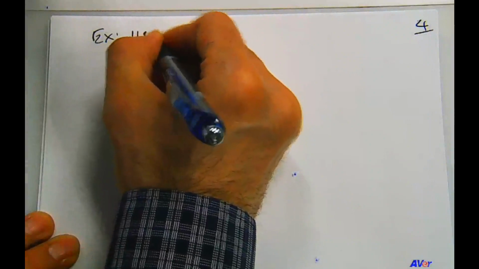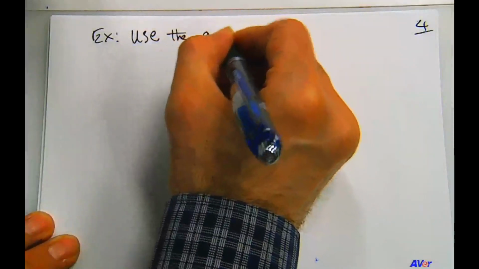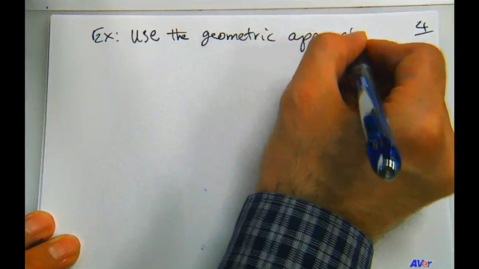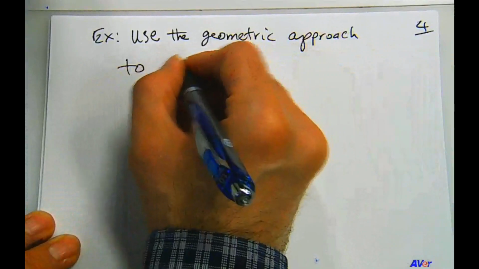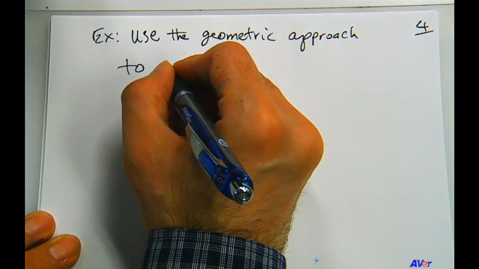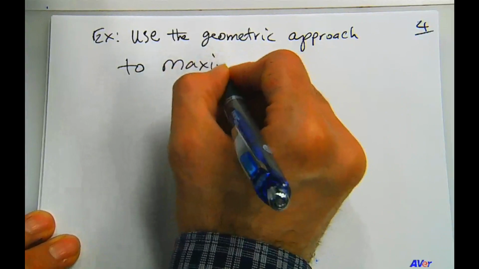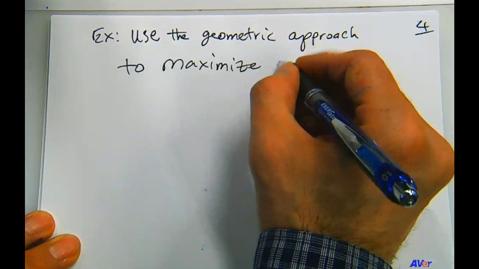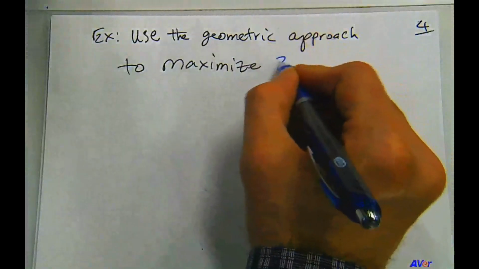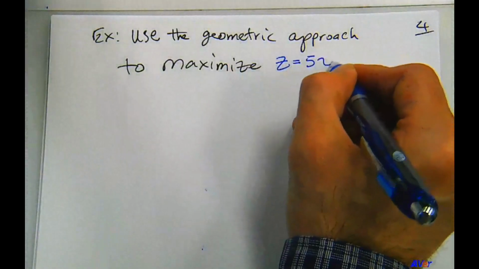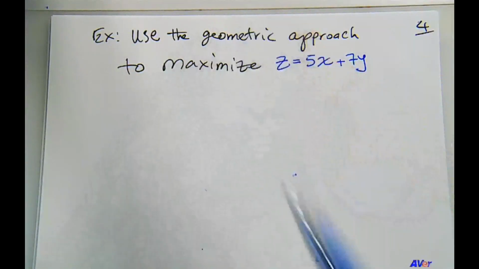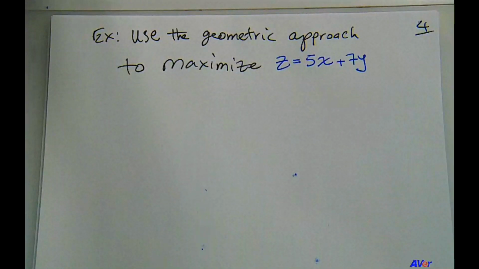So we want to use the geometric approach to, this time, what do we want to do? We want to maximize this objective function, z equals 5x plus 7y. Please note that for these purely mathematical problems, the objective function and the constraint inequalities are provided to us.